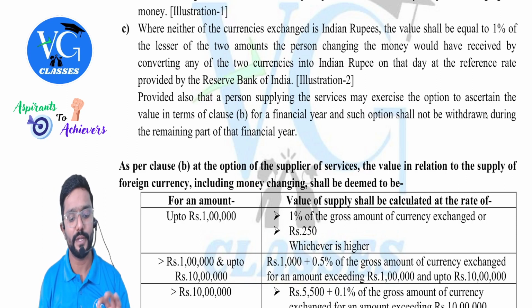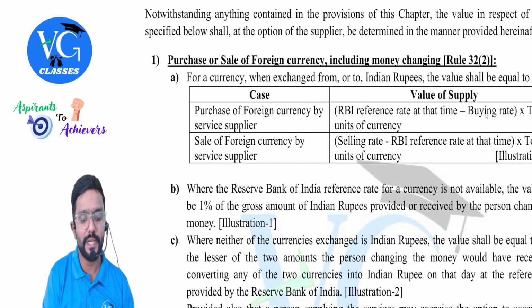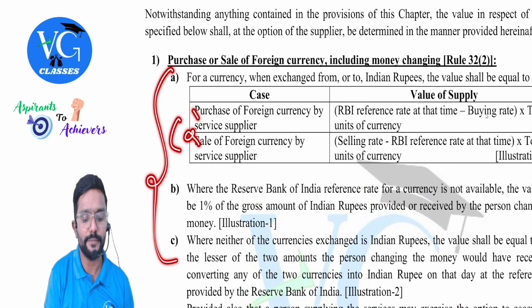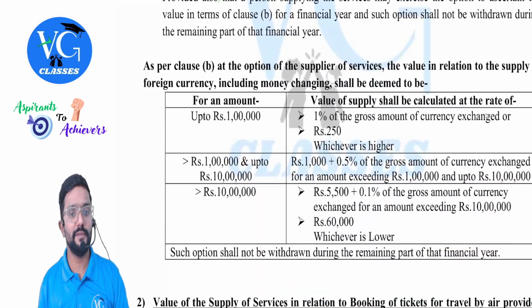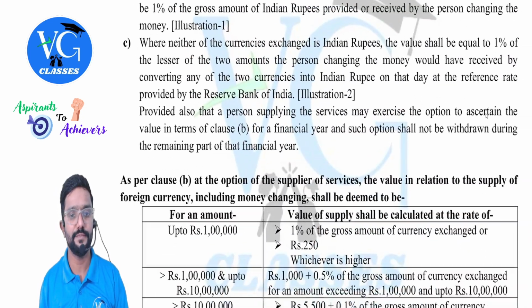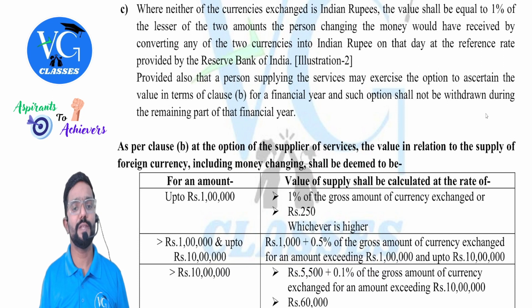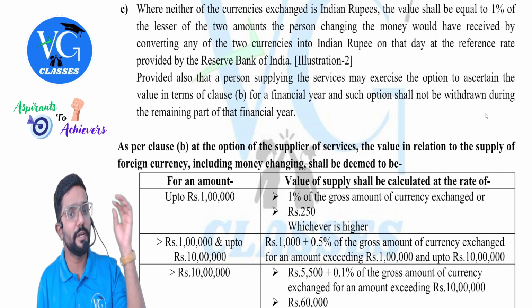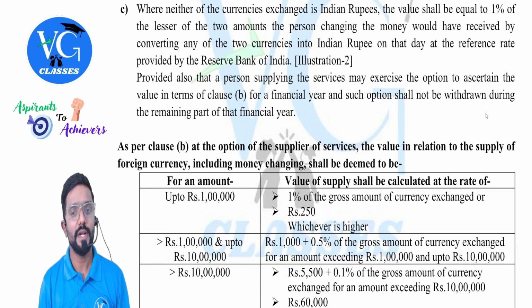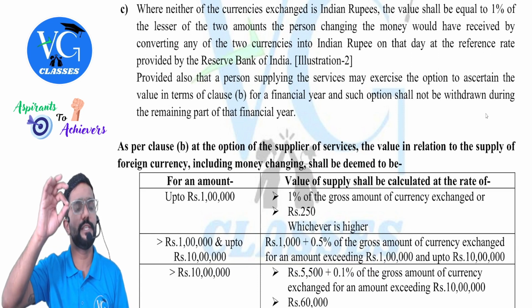But before that, guys, whatever we have learned here is a part of clause A. Clause B will come later, which is below. We will see. Provided also that a person supplying the services may exercise the option to ascertain the value in terms of clause B for a financial year, and such option shall not be withdrawn during the remaining part of that financial year. Means, guys, please be careful.